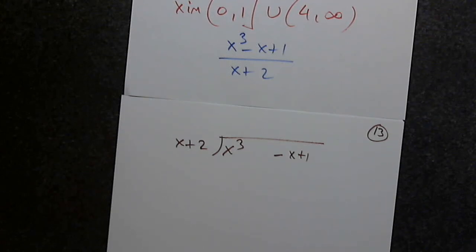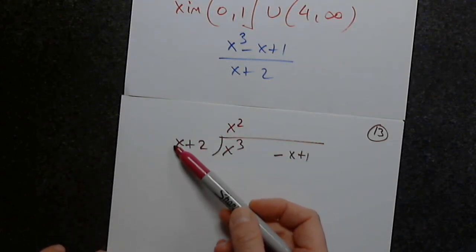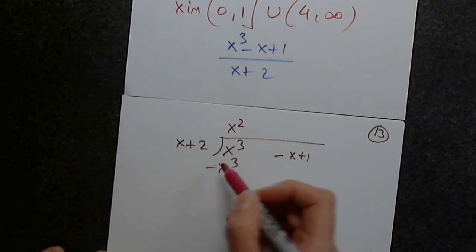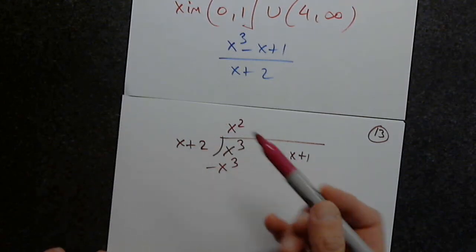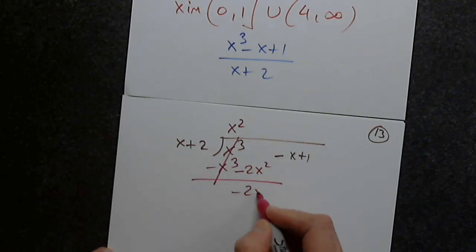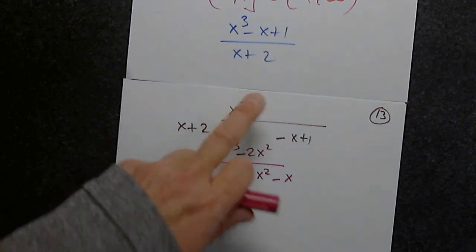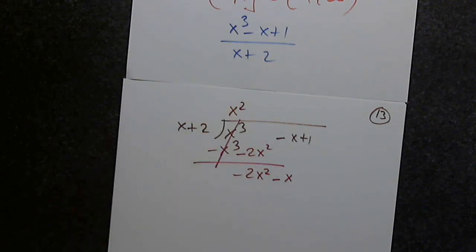Okay, x times what is x cubed? And the answer is x squared. So x squared times x cubed, I change the sign. x squared times 2, 2x squared, but I have to change the sign. Negative 2x squared, and I bring down the next in line. Remember, at the top, we do not lie, quote unquote. So x times what is negative 2x squared?